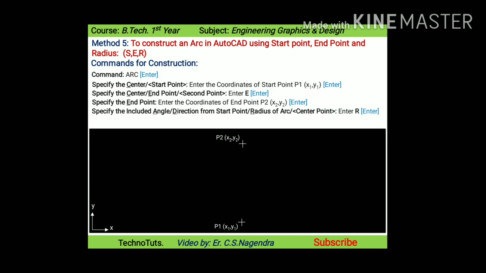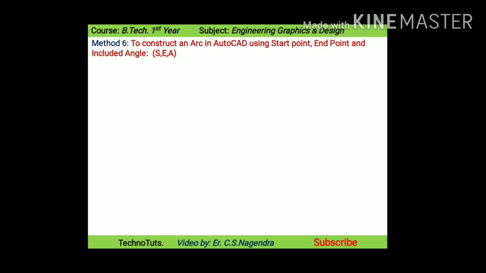So computer will ask you specify the included angle, direction from start point, radius of arc or center point. Just type there R and press enter key. Now computer will ask you specify the radius of an arc. So enter the values of the radius of an arc that you want to construct and press enter key. Now you will see an arc will get constructed between points P1 and P2 having radius R of the given arc. Okay students.